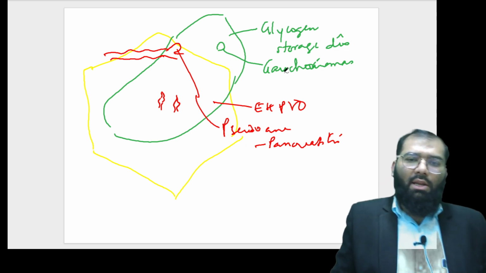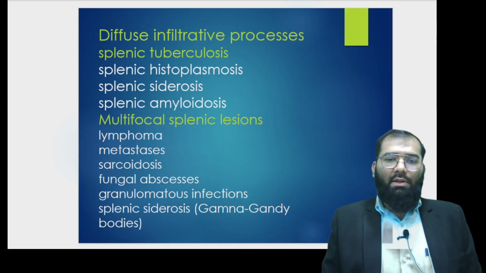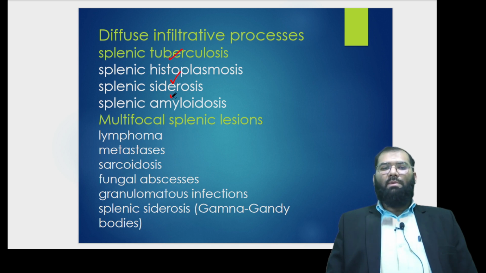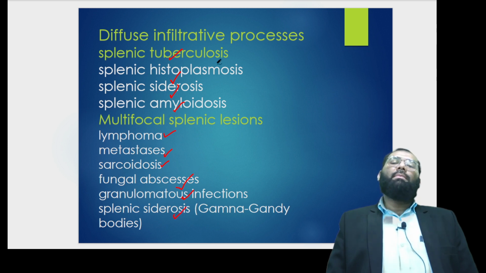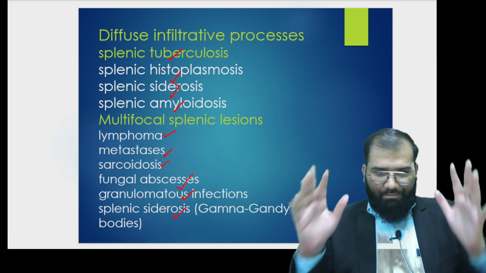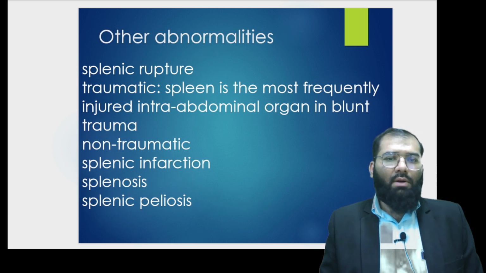So these are all important other things which you need to look for in the spleen. Massive infiltrative splenic disorders, in which we have got tuberculosis, histoplasmosis, splenic hemosiderosis, amyloidosis, multifocal splenic lesions like lymphoma, mets, sarcoid, fungal abscess, granulomatous infection and Gamna-Gandy bodies. So these are all how an approach to the spleen should be, what lesions can be localized in the spleen. So this was a brief overview of what all can be looked at in the spleen.